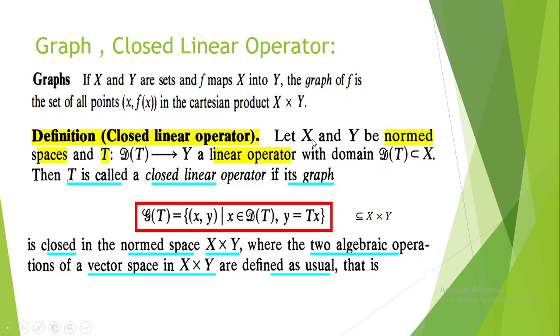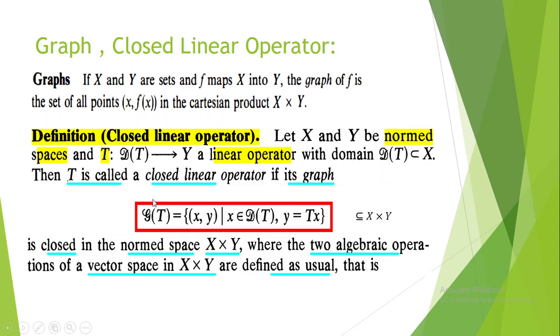We have two norm spaces, one is X and the other norm space is Y. We also have a linear operator mapping between these two norm spaces, where the domain is a subset of the norm space X. Then T is called a closed linear operator if its graph, the set of all ordered pairs (x, Tx) where x belongs to the domain of the operator and Tx is the image of the operator, is closed in the norm space X times Y. One can see that the graph of the linear operator is a subset of the Cartesian product of these two norm spaces X and Y.